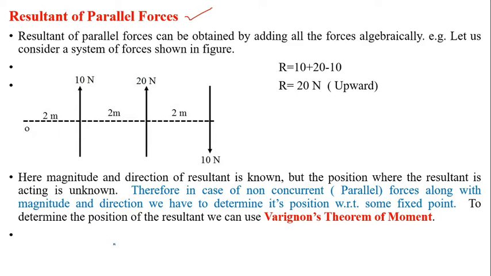So let us calculate its resultant. This is a parallel force system, so its resultant can be obtained easily by adding these forces algebraically. We will use the usual sign convention: upward force positive, downward force negative. So adding these forces algebraically: plus 10, because this is acting in upward direction, plus 20, minus 10, and hence the resultant of the system is 20 Newton force. This force is acting in upward direction, and hence automatically the force has a positive sign.